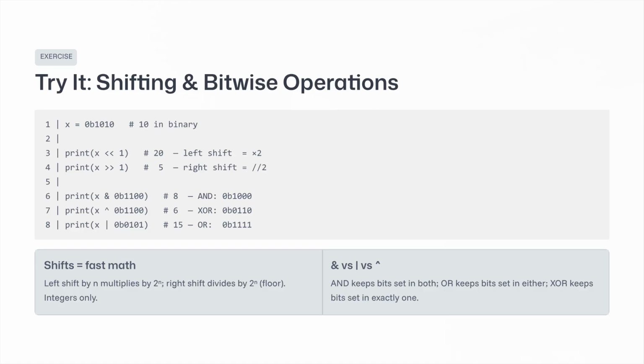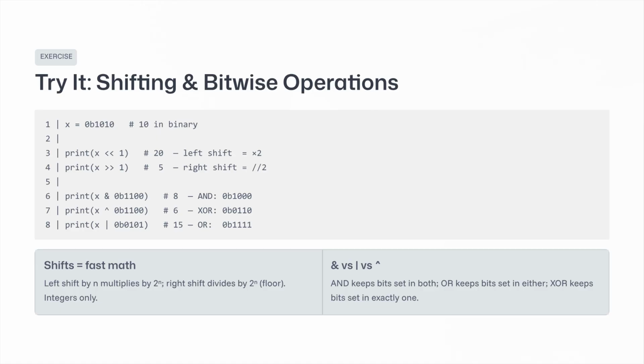Bitwise operations on x equals 0b1010. That's 10 in binary. Line 3. x left shift 1 gives 20. Multiply by 2. Line 4. x right shift 1 gives 5. Floor divide by 2.